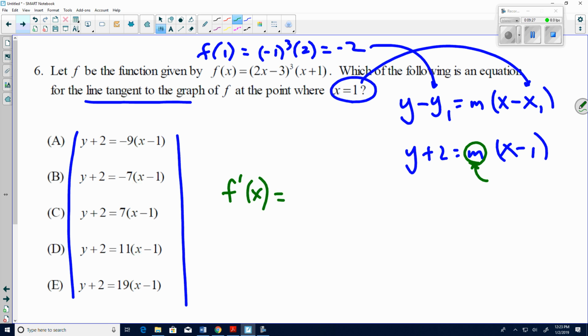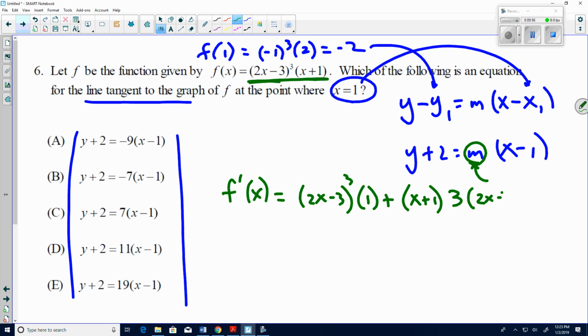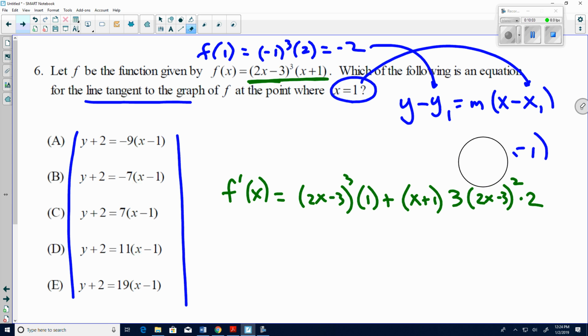We're going to use the product rule here. So the derivative of a product, I don't know how you remembered it. Some textbooks say to just write down the first function, which is 2x minus 3 cubed, times the derivative of the second, and then plus the second, which is x plus 1, times the derivative of the first. And this is where it gets a little tricky. It's 3 times 2x minus 3 squared, but then times 2 because of the chain rule, right? So we're trying to clean this up a little bit.